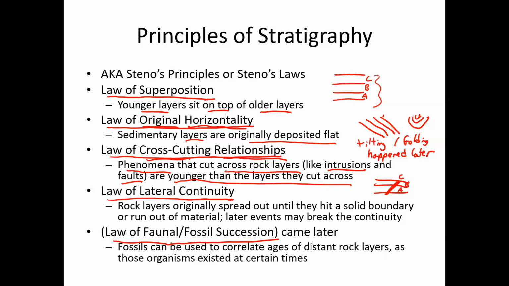The law of faunal or fossil succession is how we can use fossils to correlate ages of distant rock layers, because those organisms only existed at certain times. Once an organism appears, it could in theory spread everywhere. It doesn't always, but then once it disappears, it's gone extinct and it's not coming back. That's the basis of the law of fossil succession.